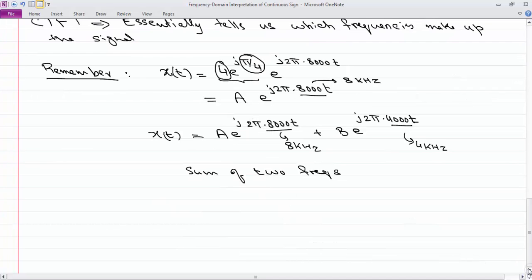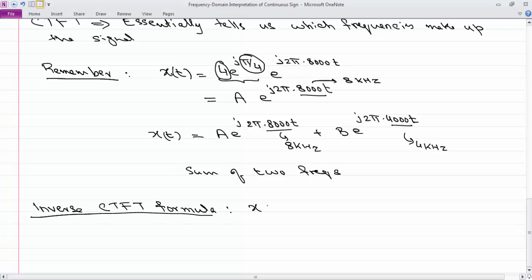Now, why does the continuous time Fourier transform tell us about the frequencies? To do that, we'll look at the Fourier transform in the reverse way. Remember the inverse continuous time Fourier transform formula. So x of t has a Fourier transform x of j omega. So how do we write this inverse Fourier transform formula?